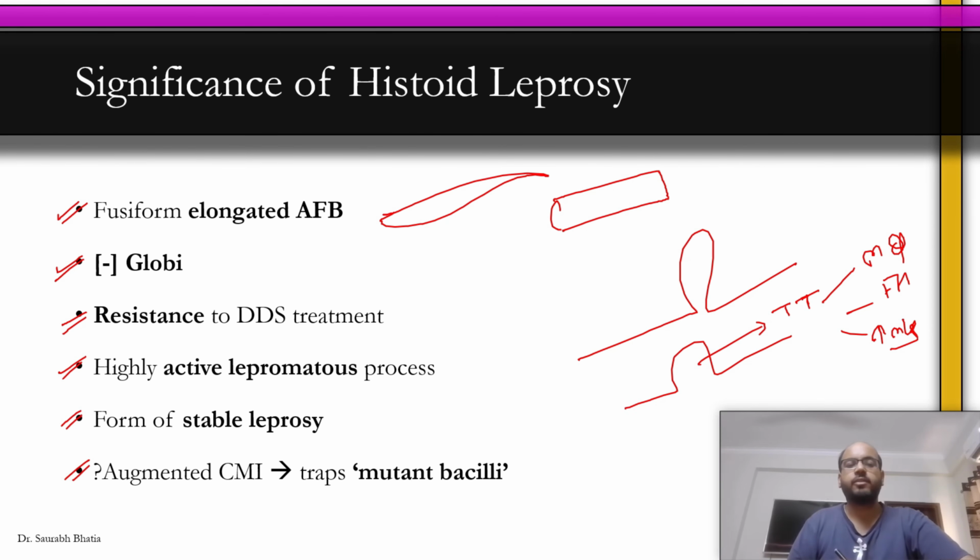And others regard histoid leprosy patients to have better cell-mediated and humoral immunity to trap the mutant bacilli. So the theory of mutant bacilli is also there in histoid leprosy. That is what makes it a bit different from the kinds of leprosy that we usually see.